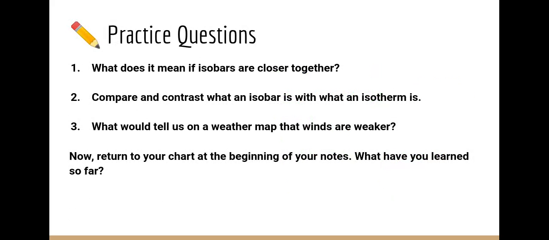So let's go over a couple of practice questions. These questions are in your virtual scientific notebook for you to answer. Number 1 is, what does it mean if isobars are close together? Number 2 is to compare and contrast what an isobar is with what an isotherm is. And number 3 is, what would tell us on a weather map that winds are weak?